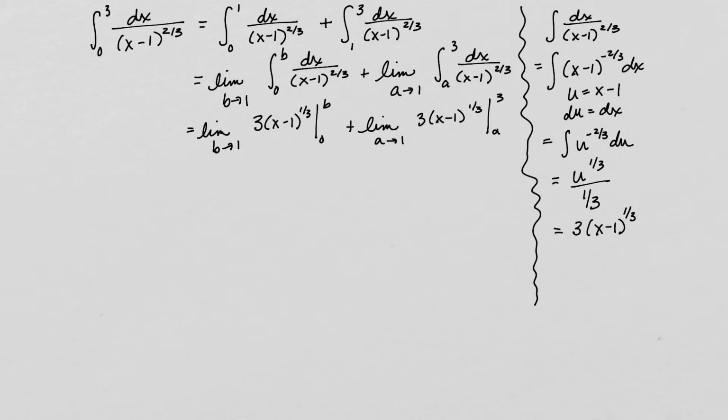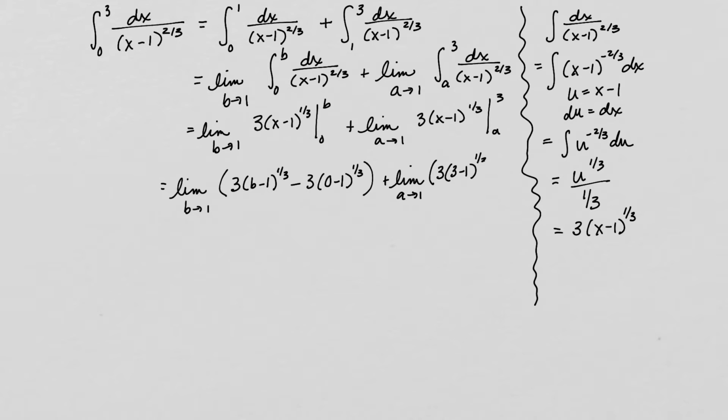And then we're just going to plug in the top number, subtract off plugging in the bottom number. So we've got the limit as b approaches 1 of 3 times (b minus 1) to the 1/3 minus 3 times (0 minus 1) to the 1/3, plus the limit as a approaches 1 of 3 times (3 minus 1) to the 1/3 minus 3 times (a minus 1) to the 1/3.